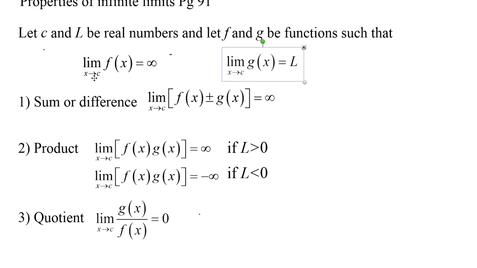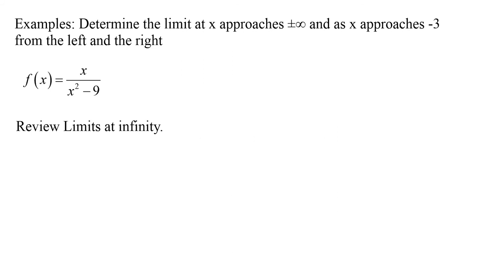So since f goes to positive infinity, when I multiply positive numbers times a negative number, the result will be negative. And then finally, the quotient: if g grows without bound, or g is just some value, and this is infinity, well, it doesn't matter how big L is. Eventually, using something that grows without bound, when we divide those bigger and bigger numbers by a constant, no matter how big L is, eventually it's going to go to 0. So just some quick properties there.